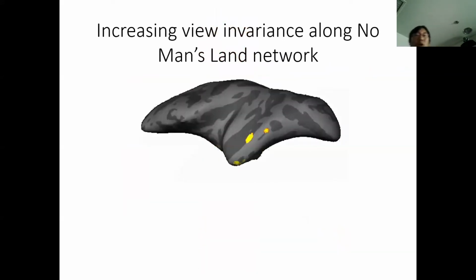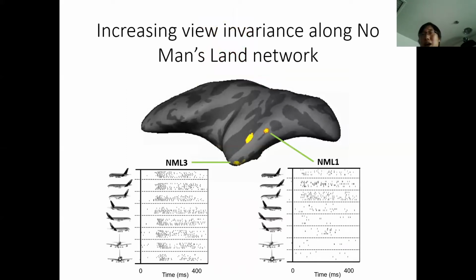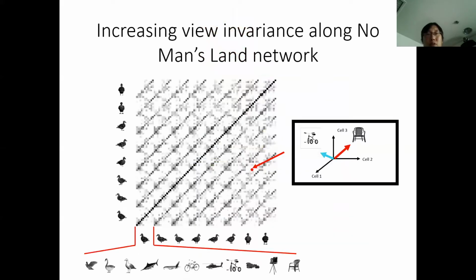You might be wondering what the difference is between these 3 patches. We found a striking difference between the 3 patches in terms of view variance. This is illustrated by the 2 examples here. The cell in the most posterior patch was view specific, and the cell in the most anterior patch responds to the airplane across all the views.